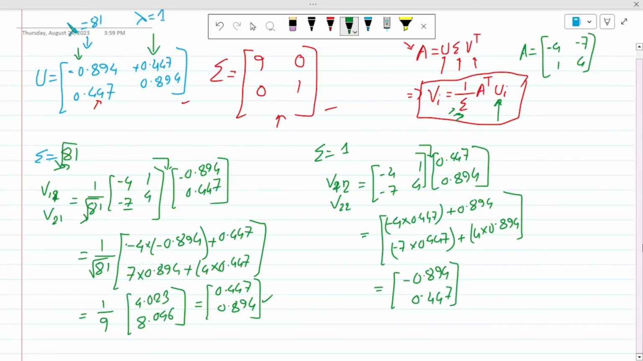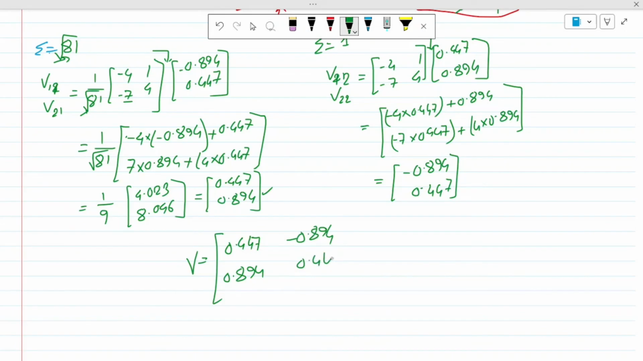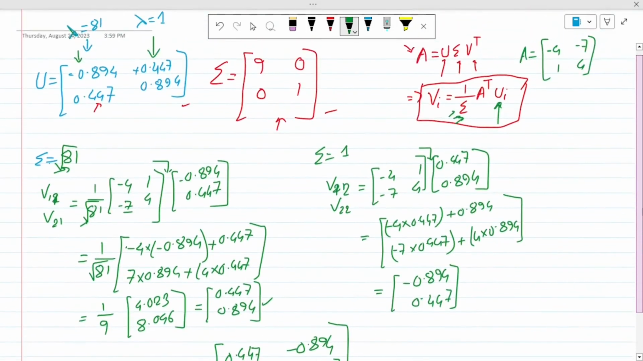Now if you combine both, you will get the final V matrix. So the final V matrix is these two values, which are 0.447 and 0.894, and from here you will get minus 0.894 and 0.447. So this is our V matrix. So now we got all these three matrices.